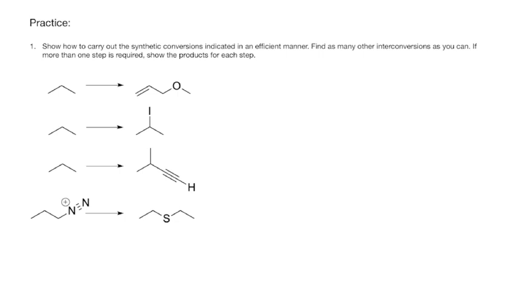In the first transformation, the propane starting material is converted into an allylic ether. Let's propose the steps to carry out this synthetic conversion. We know that we can functionalize alkanes using free radical halogenation. The two radical halogenation reactions we've covered are chlorination and bromination.